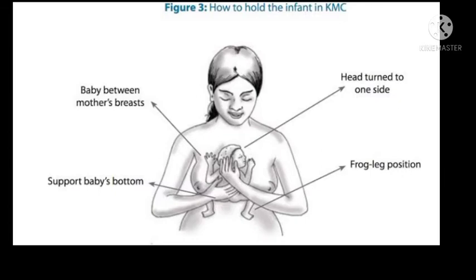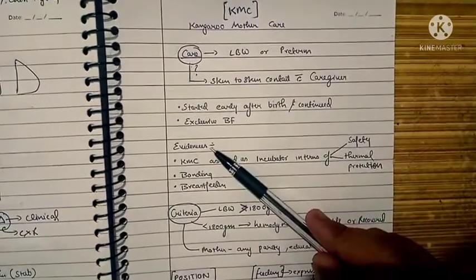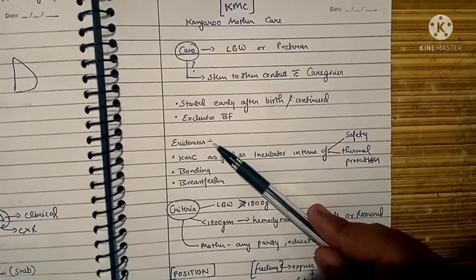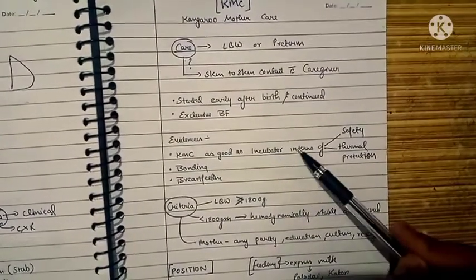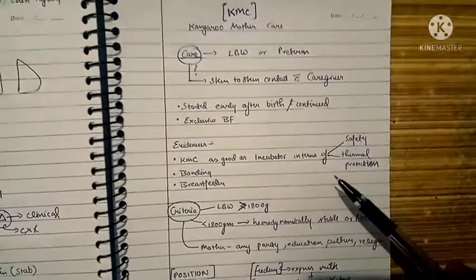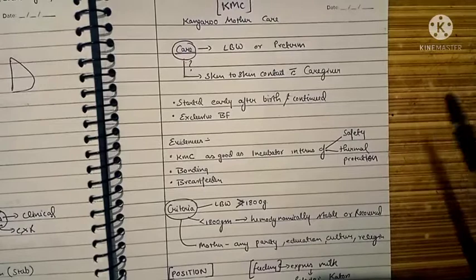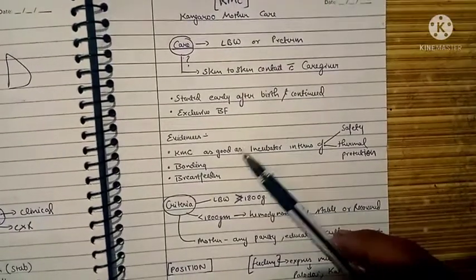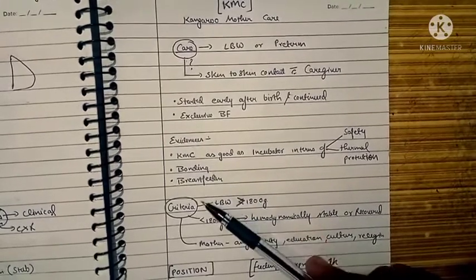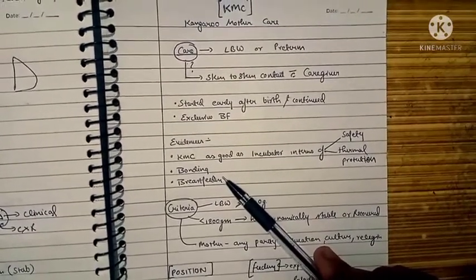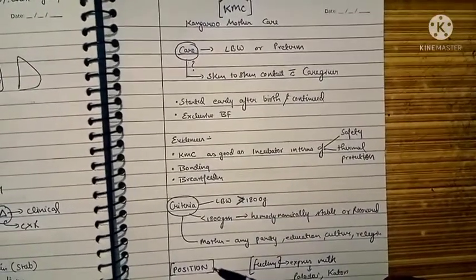Let's get further. After discussing the position, let's discuss some evidence in the case of KMC. We have found that KMC is as good as an incubator in terms of providing safety and thermal protection. So it is considered an alternative or sometimes an adjunct to our thermal incubators. It also provides bonding between the mother and her child. It also promotes breastfeeding and so it decreases the comorbidities in the child.